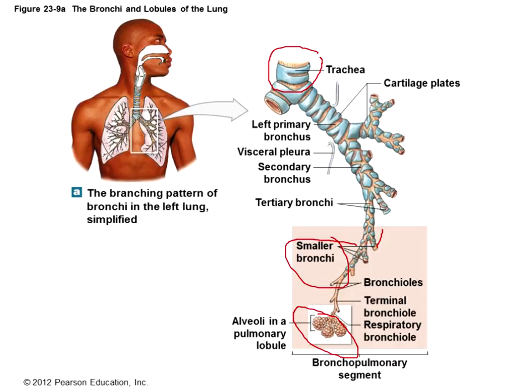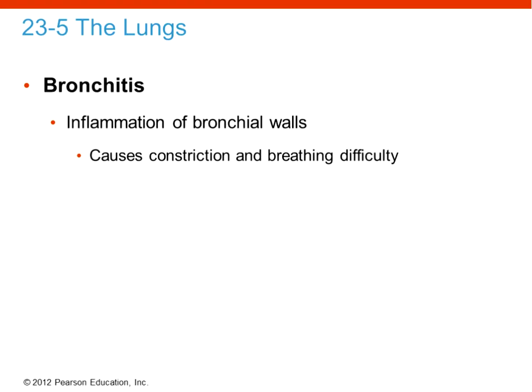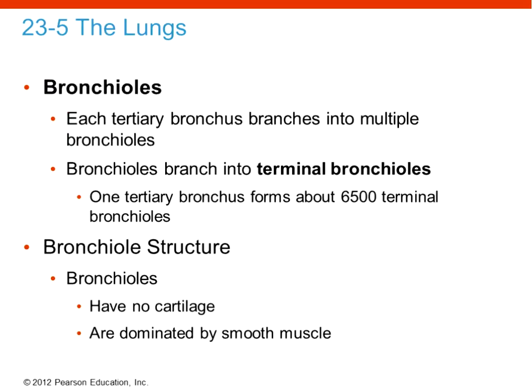So the more branching that occurs, the greater you're increasing the surface area to allow for lots of gas to be exchanged into the vascular system. All right. So this bronchial region, as you know, you guys have probably heard of bronchitis, which is inflammation of these bronchial walls. That is going to result in constriction. Of course, if you have constriction, it's going to be more difficult to breathe. So that's what bronchitis is that can happen.